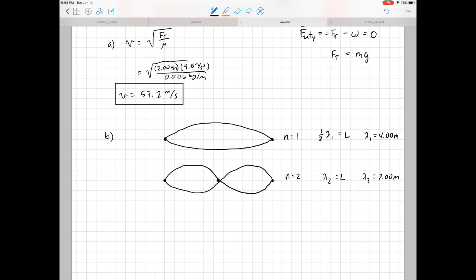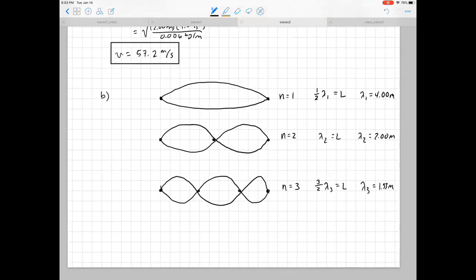And then our n equals 3 is going to have 2 nodes at the ends, and then nodes evenly spaced throughout the middle. And now if I sketch that, I do a terrible job, but you get the idea. So this is n equals 3. This is 3 halves lambda 3 equals L, right? 1.5 wavelengths fit in that full length, and so lambda 3 is going to equal 2/3 of the length, so that's 1.33 meters. So there's our part B. Those are the first 3 normal modes and the wavelengths that correspond to those.